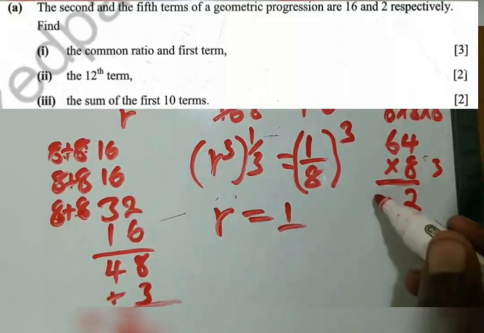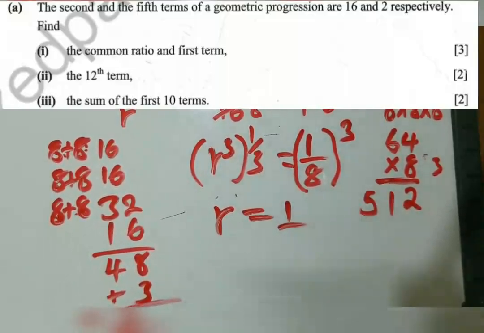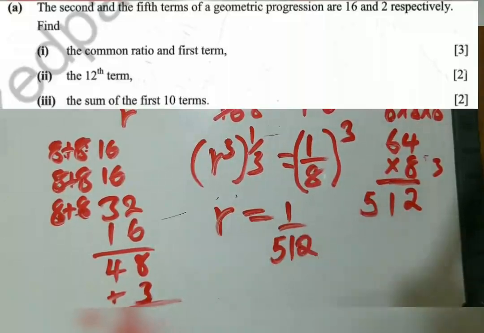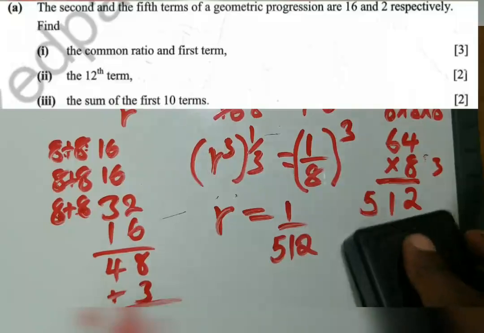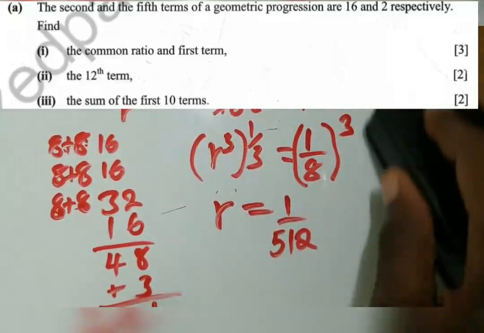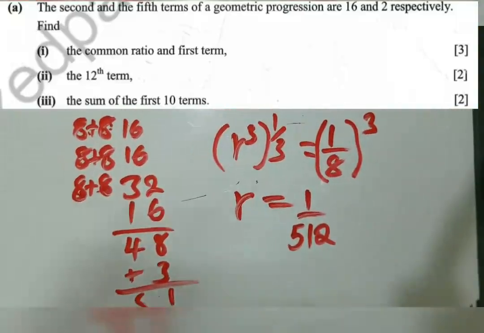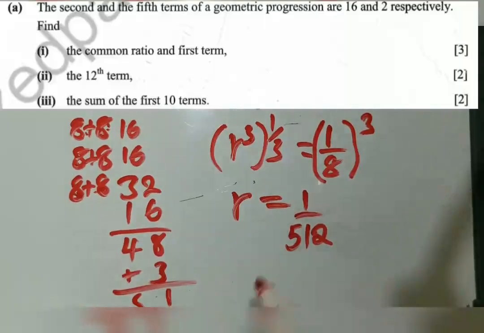So that means we are going to have 51 like that, meaning that we have 512. Okay, so that means down here we have 512. Okay, as simple as that. So this is our R. This is the answer for R in this question.